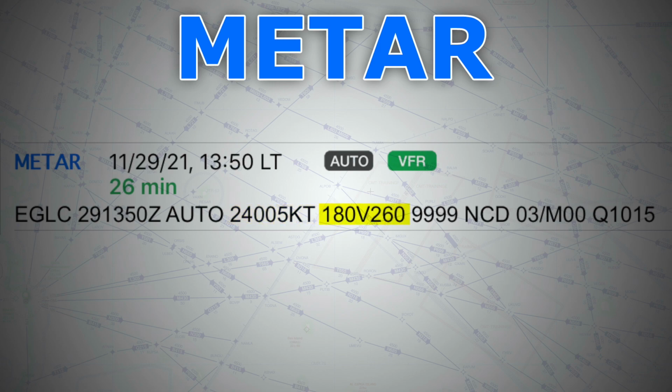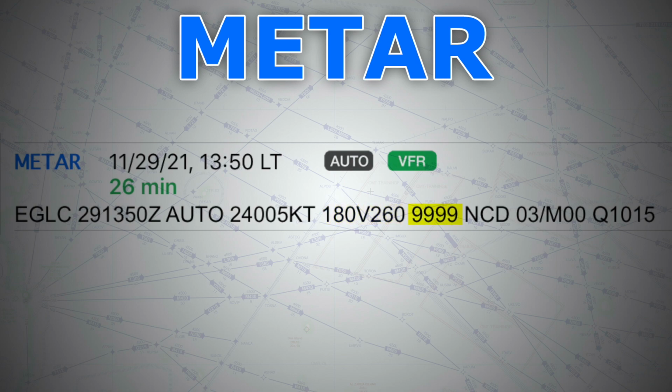Moving on, 180V260 basically means that the wind direction is varying between 180 degrees and 260 degrees. When the wind varies by 60 degrees or more, but less than 180 degrees, the two extreme directions are mentioned with the letter V in between. However, at times the expression VRB is reported. This means that the wind direction varies by more than 180 degrees and usually between 2 to 5 knots in speed. Alright?